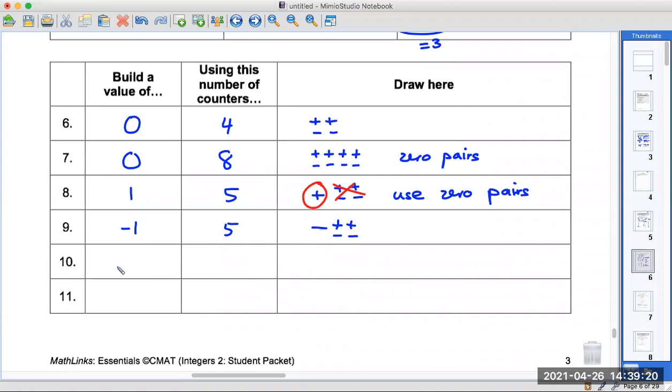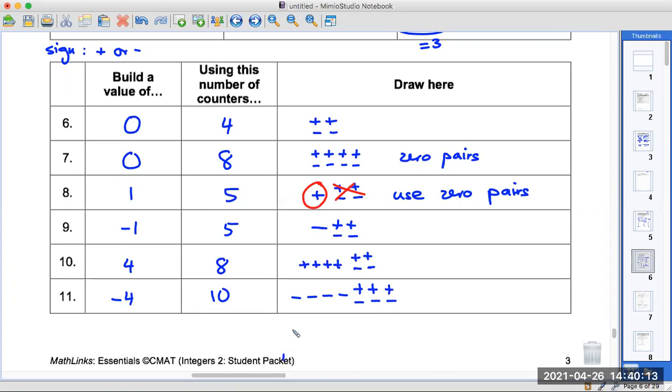Okay, value of -1. Value of 4 using 8 counters. So it's a +4. So you start out with a +4 and then you have to add zero pairs. 1, 2, 3, 4, 5, 6, 7, 8. By the way, if you don't have a sign in front of the number, the sign being plus or minus, then it's assumed to be positive. And build a value of -4 using 10 counters. Start out with your -4. And then you have to figure out how many. 1, 2, 3, 4, 5, 6, 7, 8, 9, 10.